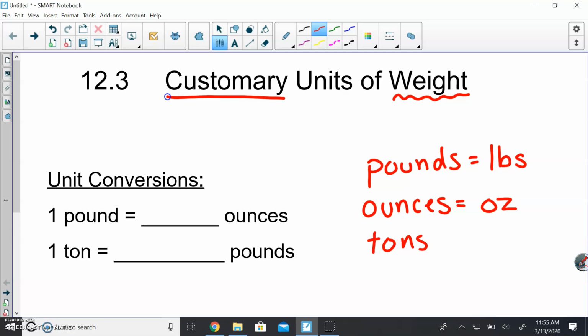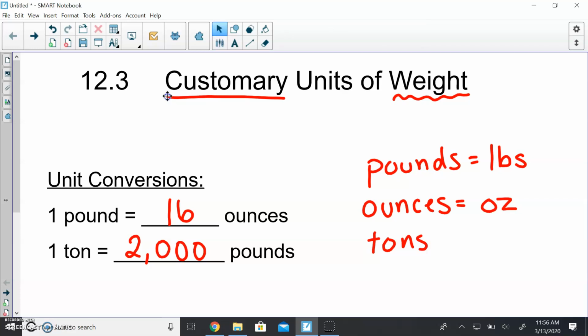Okay, so let's talk about our conversions. 1 pound is equal to 16 ounces. 1 pound is 16 ounces. I don't have any tricky ways to remember that one. Unfortunately, it's one of those things we just have to memorize. Okay. 1 ton is equal to 2,000 pounds. Okay, hopefully that one's a little bit easier to remember. I don't know why, sometimes it just seems as though classes find that one easier. So 1 pound is 16 ounces. 1 ton is 2,000 pounds.